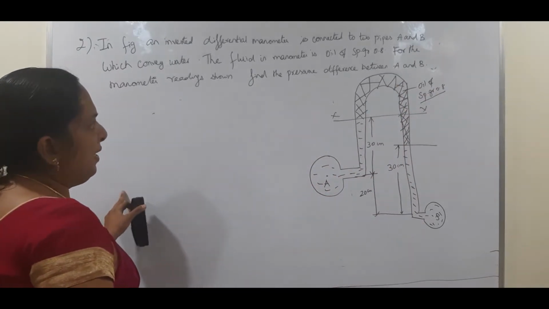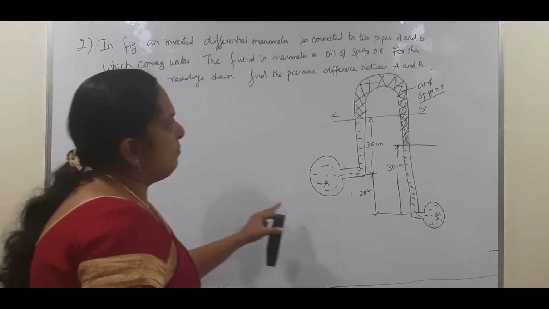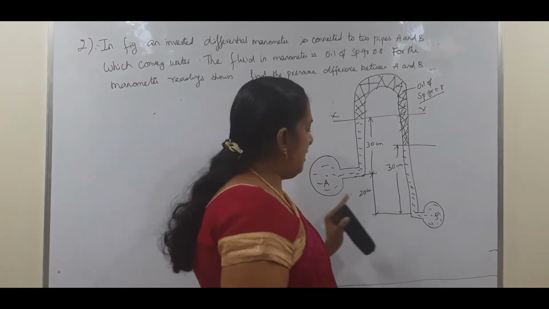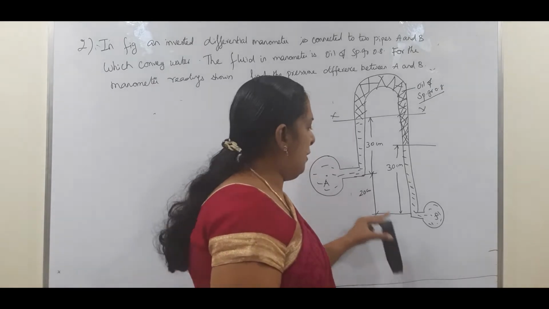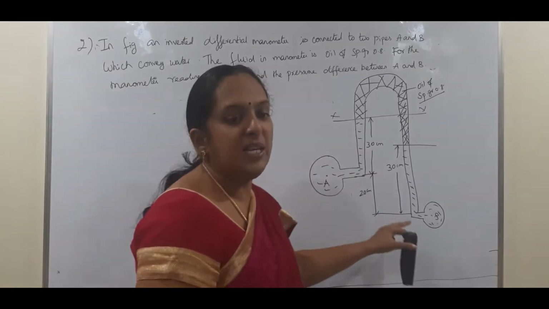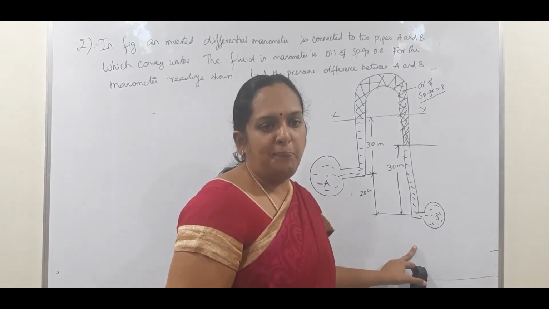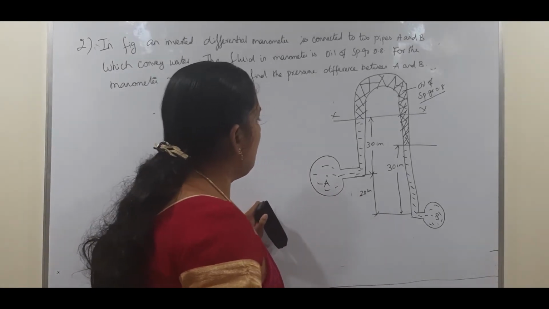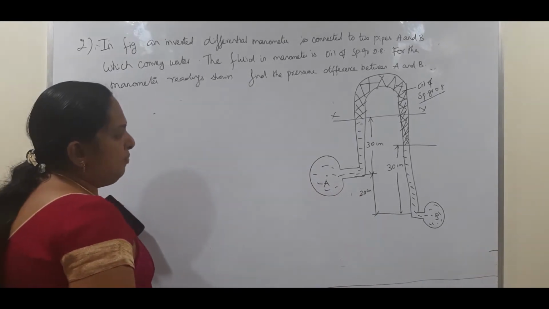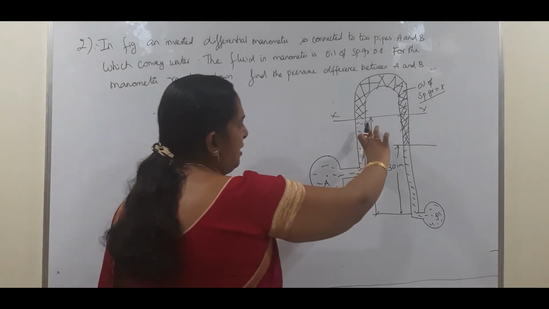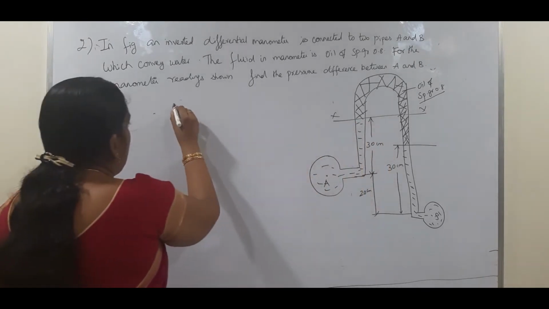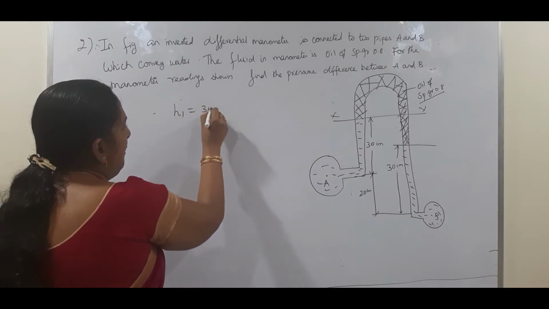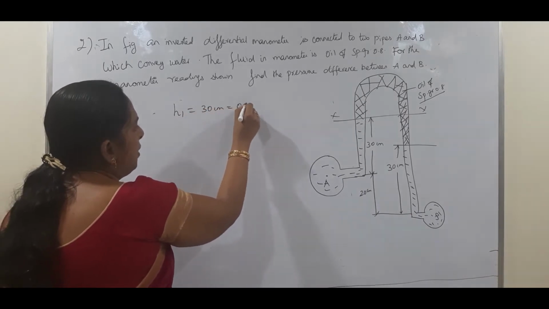For the manometer reading shown, find the difference between A and B. Here they have given the inverted U-tube manometer, and they have asked you to find the difference PB minus PA. So first we will write out the details. We know this height is H1. Let H1 be 30 centimeters, which converted into meters is 0.3 meters.